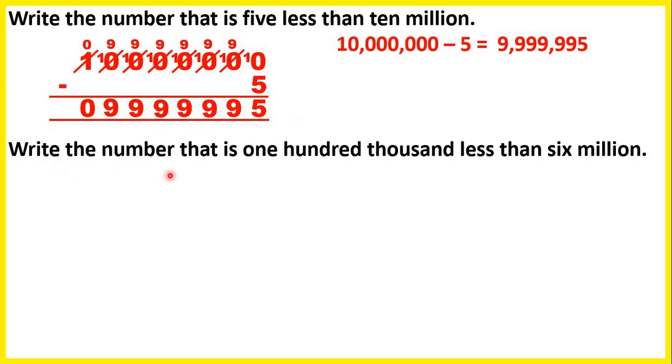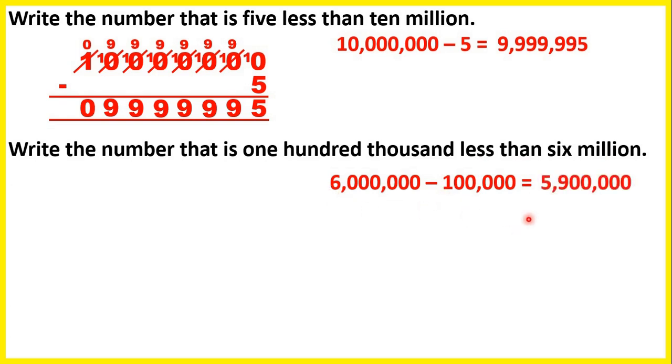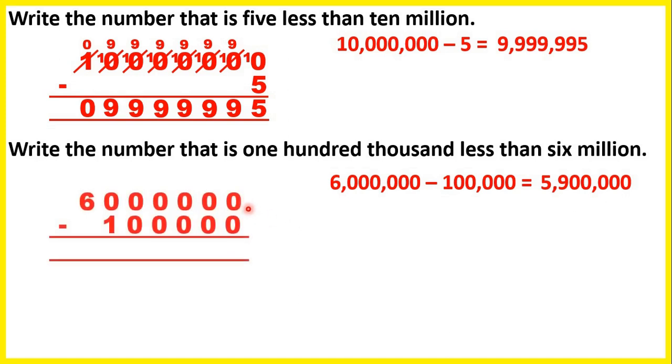Now write the number that is 100,000 less than 6 million. So here we need to work out 6 million minus 100,000. That's 5,900,000, because if we added 100,000 to that, we would have 10 100,000s, so that would make an extra million. But again, we can use column subtraction if we need to, and we get the same answer.